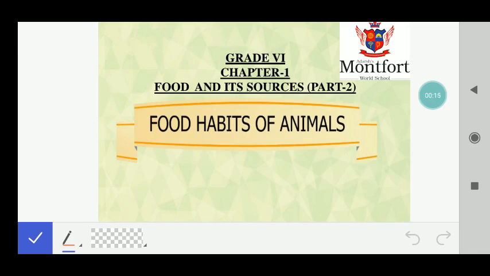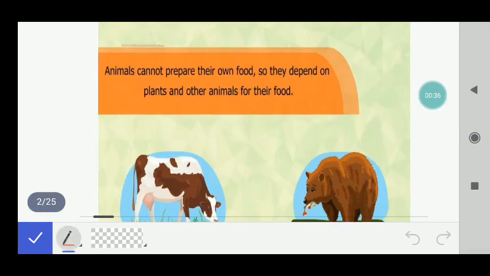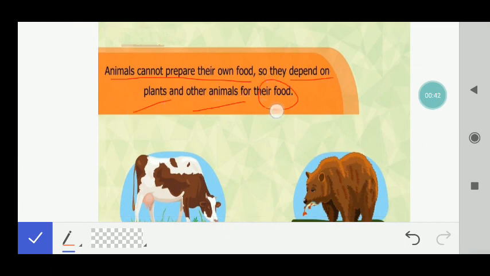We know that green plants are called producers because they make their own food by the process of photosynthesis. They not only make food for themselves, but they also provide food for human beings and animals. For example, cereals, pulses, fruits and vegetables, etc. Animals cannot prepare their own food, so they depend on plants and other animals for their food.